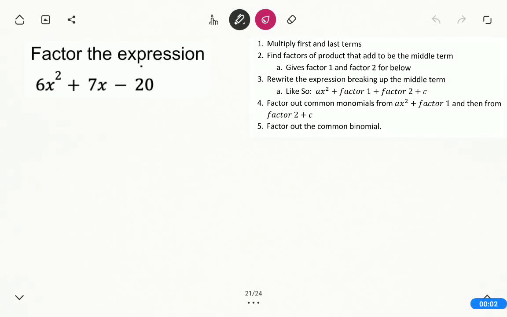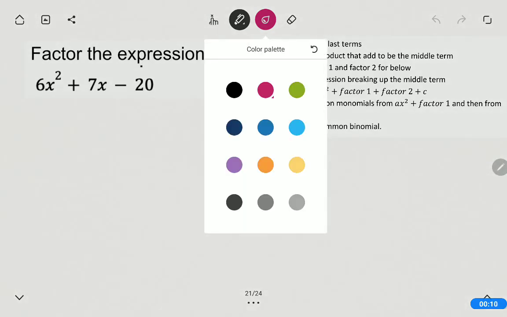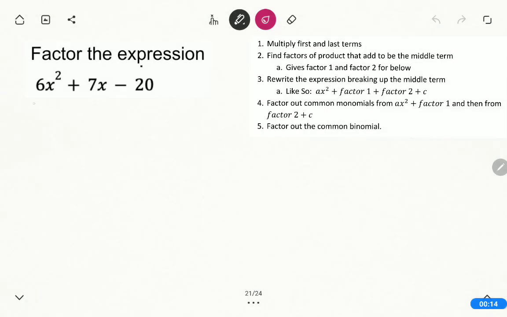In this example, we're going to be factoring the expression 6x squared plus 7x minus 20. When you go through factoring, you first want to make sure that there isn't a common monomial that can be pulled out. Nothing goes into 6, 7, and 20, nor is there a variable in all three terms. And the leading coefficient is positive, so there is no common monomial that will be helpful to factor out.